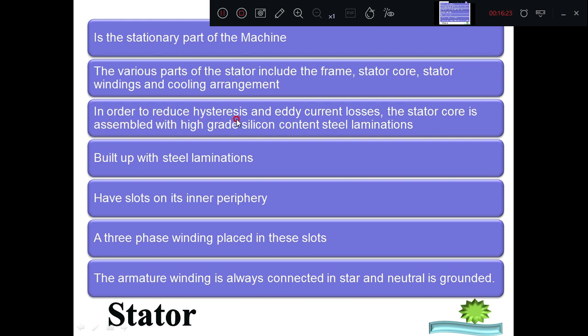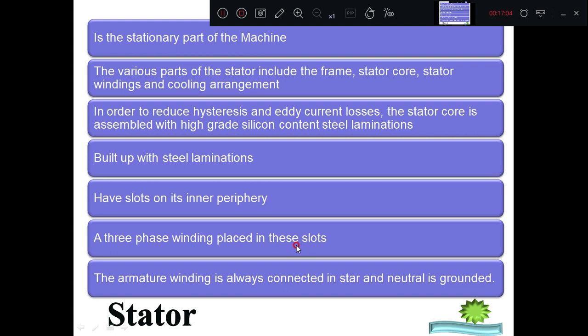Now, in order to reduce the hysteresis and eddy current losses, the stator core is assembled from high grade silicon content steel laminations. That is, once again, the stator and the rotor of the alternator are made up of laminations of high content silicon steel, so that we minimize the eddy current losses. Built with steel laminations, it has slots on its inner periphery. We have slots to place the conductors. The 3-phase winding is placed in these slots.